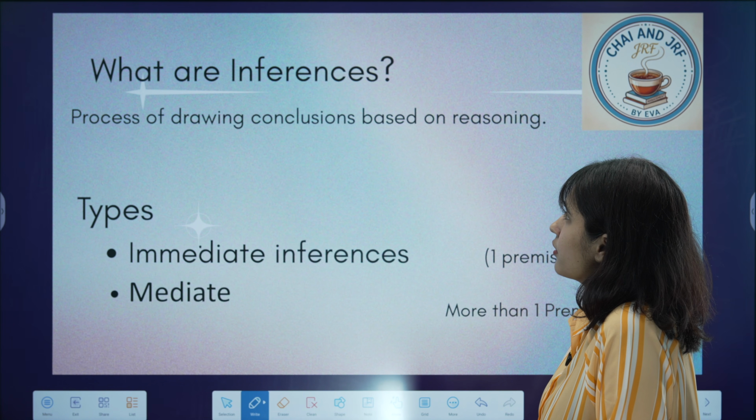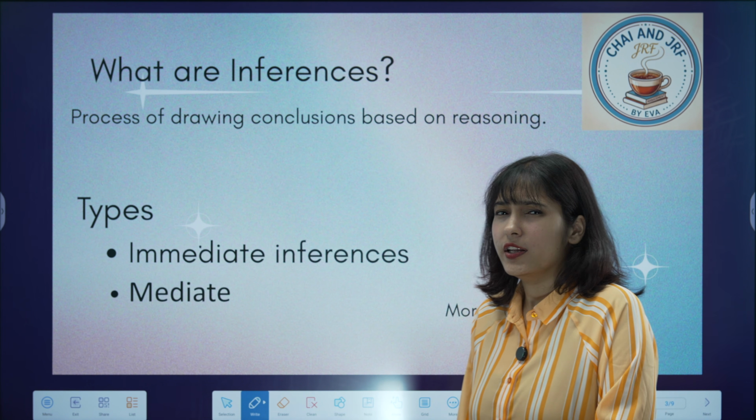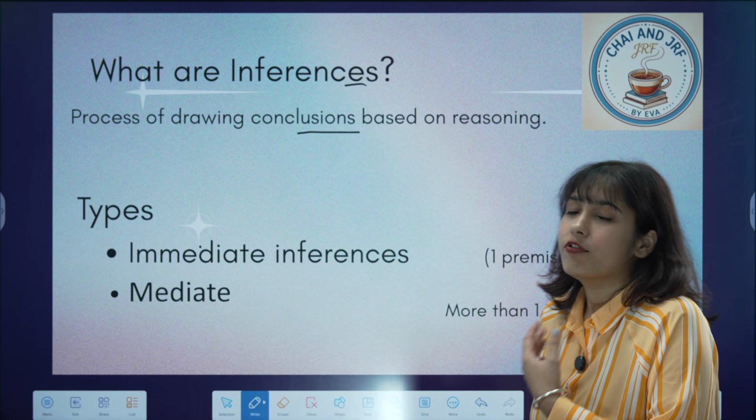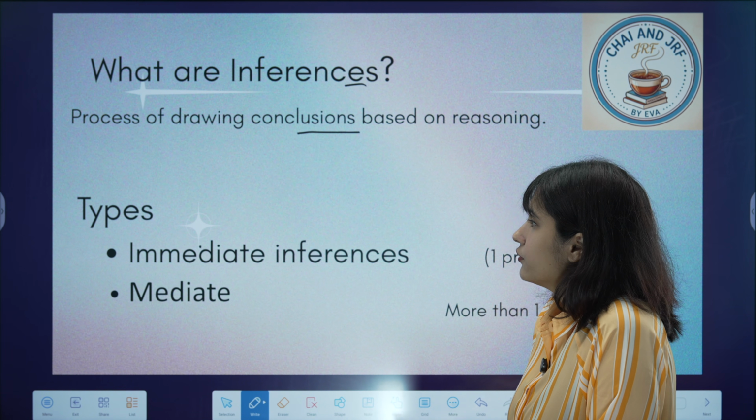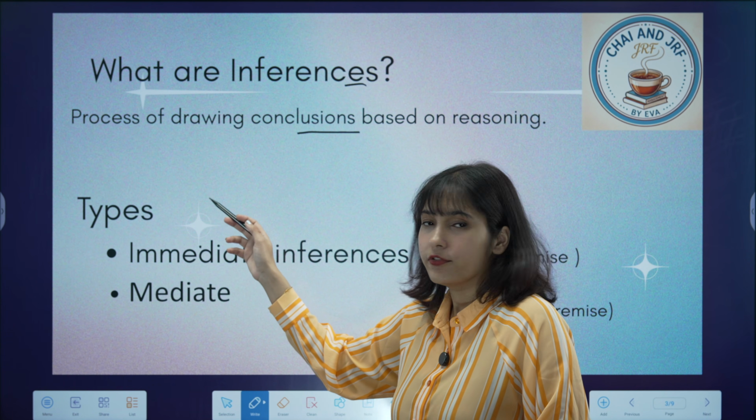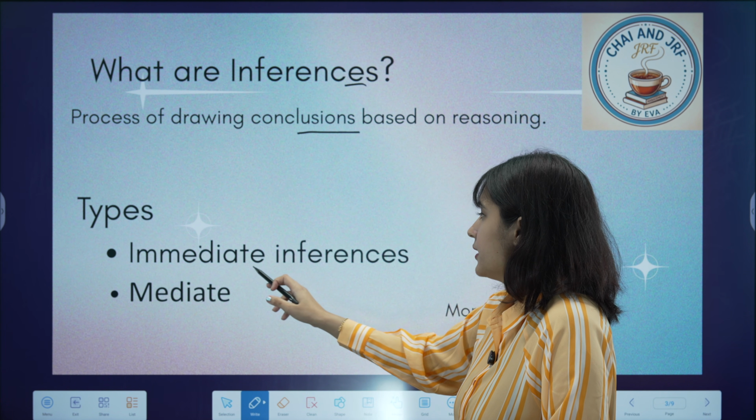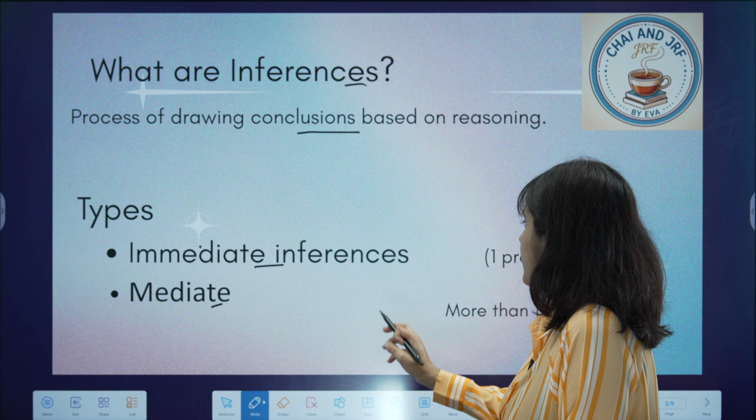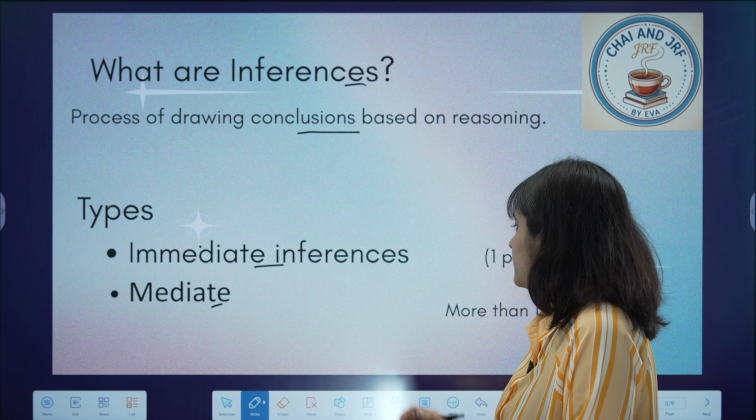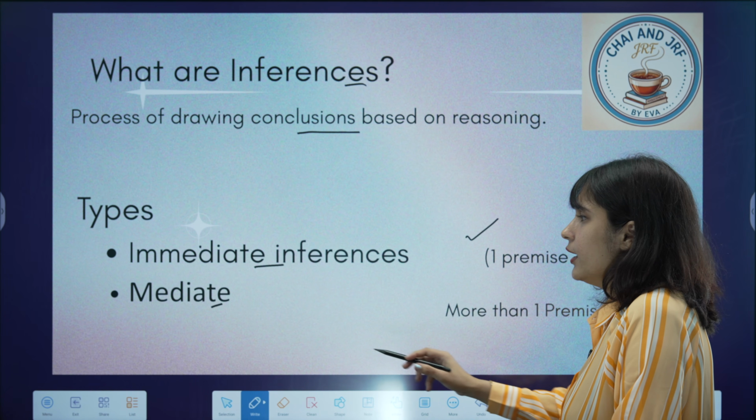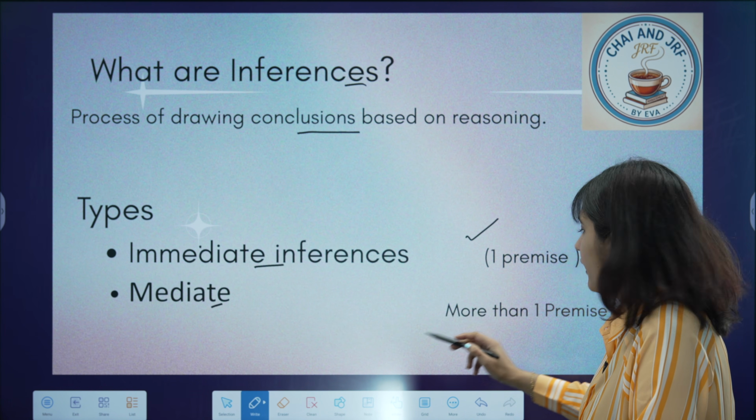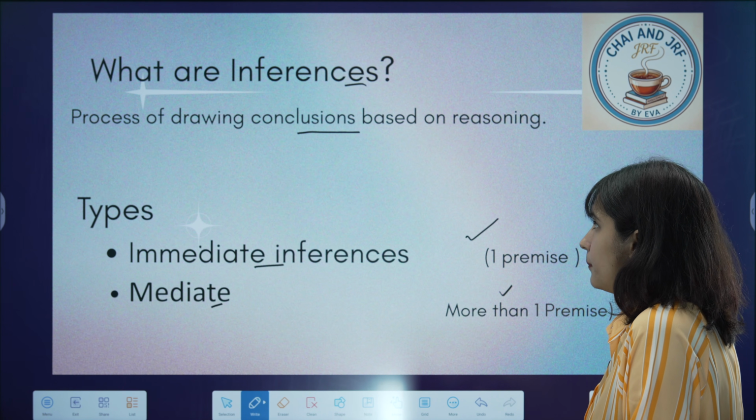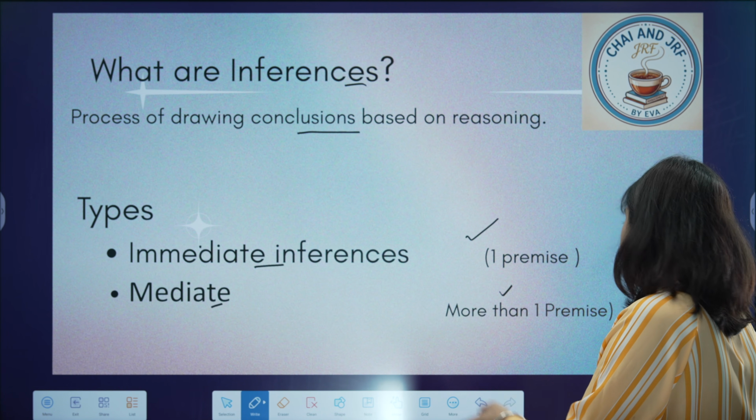Let us talk about what inferences are. Inferences are nothing but the conclusions that you draw from certain statements, right? We have certain types of inferences in logical reasoning, that is immediate inference and mediate inference. In immediate inferences, we have only one premise, right? In mediate inferences, we have more than one premise. Let's have a look at the examples in order to understand the types of inferences that we have.